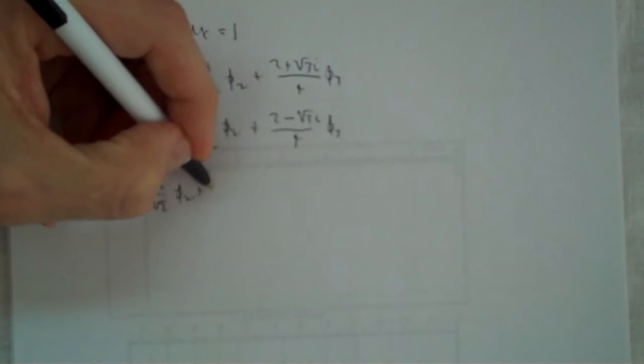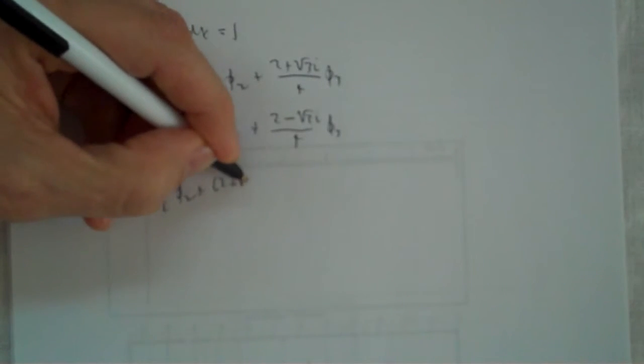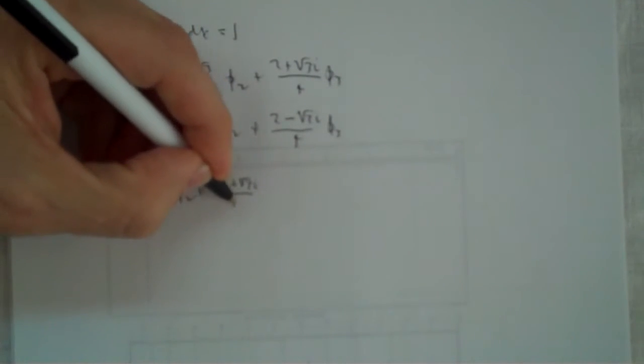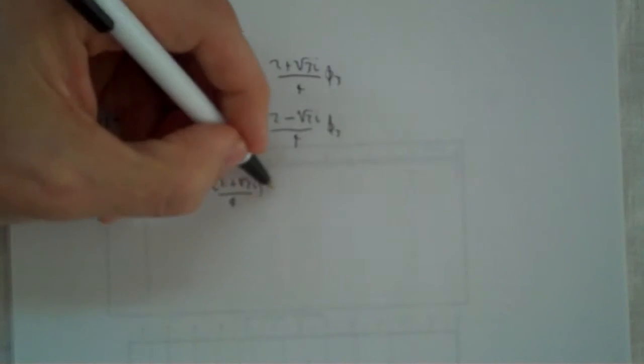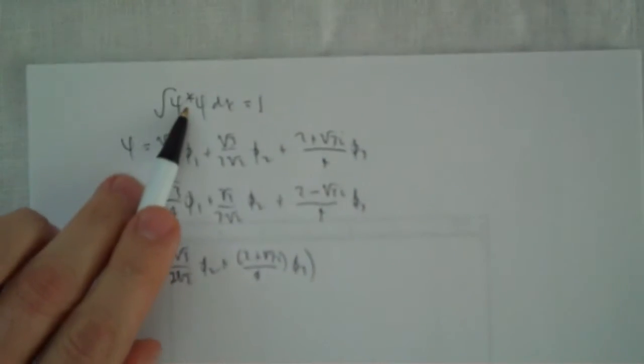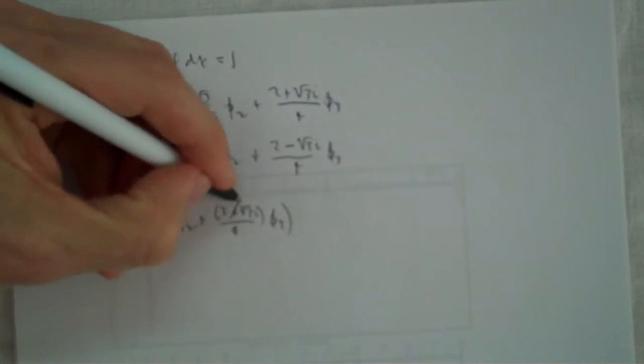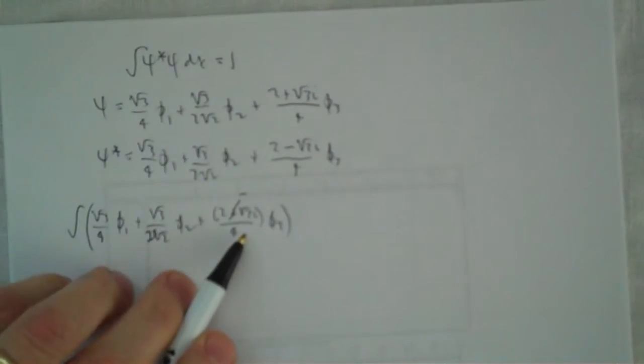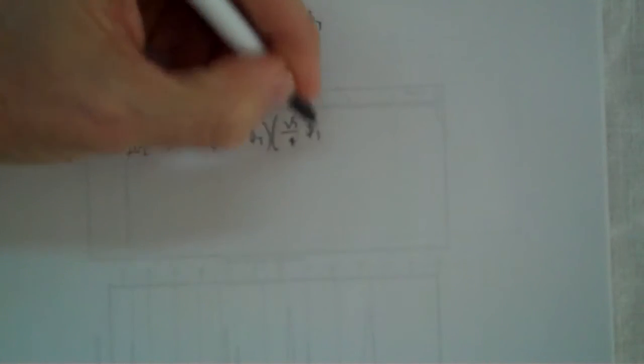plus 2 plus 3i, root 3i over 4 phi 3, right? Psi star is supposed to go first. It doesn't really matter, it's going to be the same thing, but I'll change it to a minus there. Psi star is minus. Okay? So it's root 3 over 4. I'm getting somewhere here, folks.